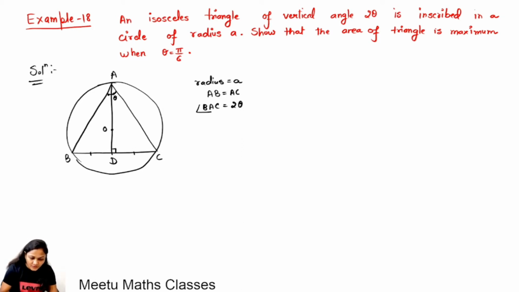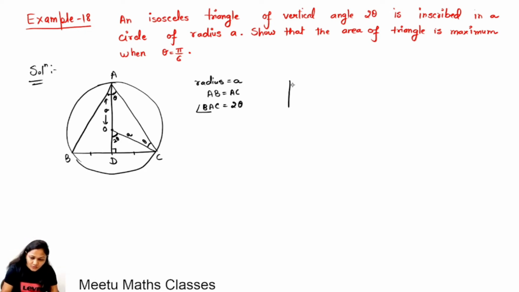Now, join OC. Since the radius of the circle is equal to a, we can consider OA and OC as a. Now, in triangle OAC, since OA is equal to OC, this angle and this angle will be equal, as opposite angles must be equal. And angle DOC is the exterior angle of triangle OAC. So this will be equal to the sum of the two interior angles, so this will be 2 theta.